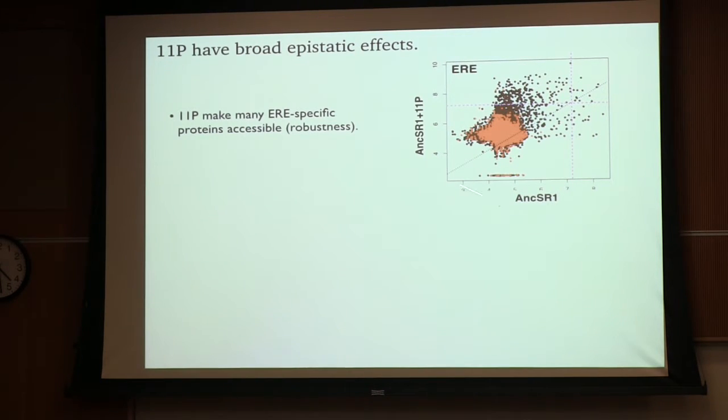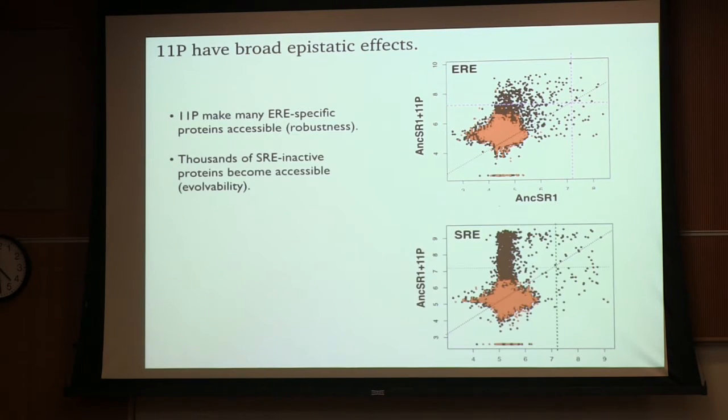Looked at a different way, this is a scatter plot of activation on the ERE. Each point is a genotype, and it's categorized by its activation on SR1, without the permissives and with the permissives. Up here are the ERE-specific proteins. You see there are a large number of alternative genotypes in the network of proteins associated with more robustness of the ancestral function when the permissives are there. On the SRE, there are a huge number of inactive proteins that become accessible, or that become able to confer the SRE-specific function.